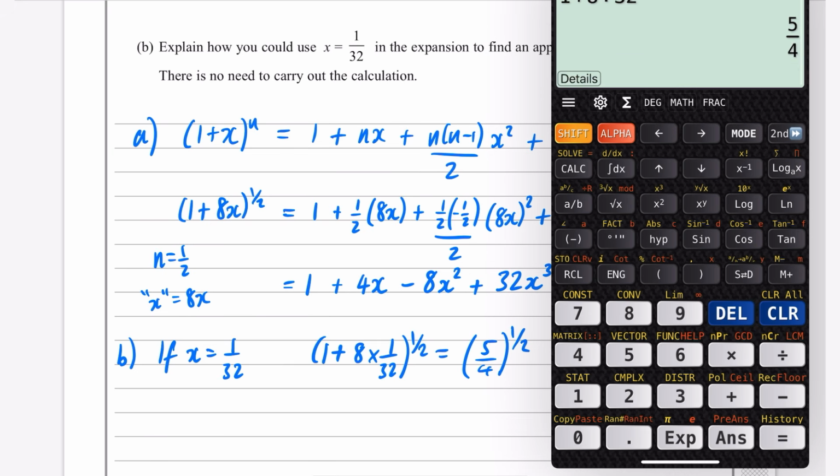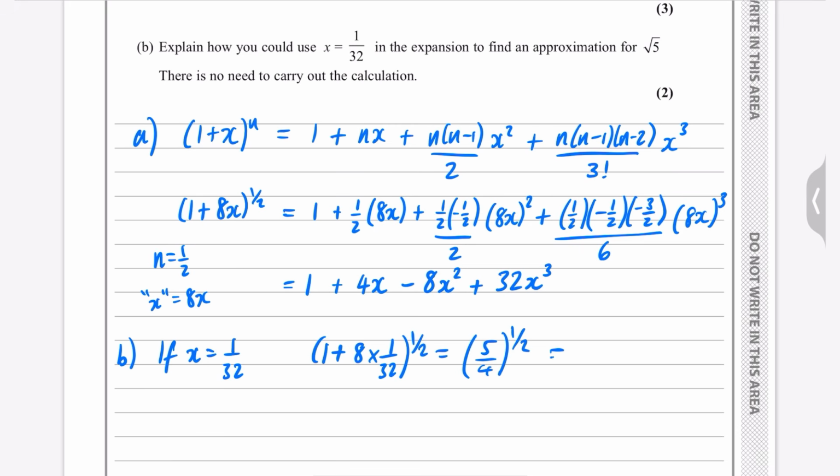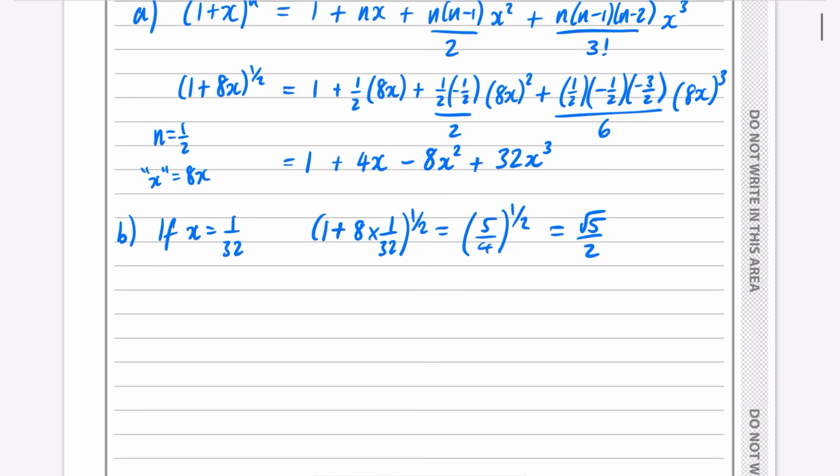Now 5 over 4 to the power of a half, if I just do on my calculator, answer to the power of a half is just root 5 over 2 because it's taking the square root. So we get root 5 over 2. So this means if you substitute x is equal to 1 over 32 in here, you'll be getting root 5 over 2. But because we want root 5, we will substitute it in here and then double our answer, or multiply our answer by 2. So explain how we would use it. What I would explain by saying is: substitute x equals 1 over 32 into the expansion, double this answer.